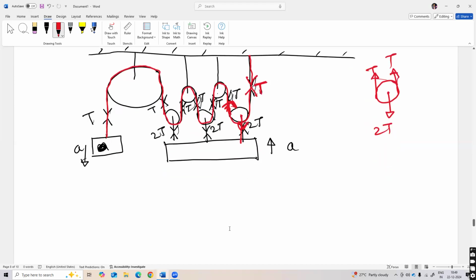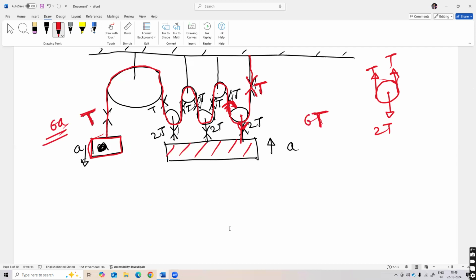Here you should remember one thing. If you see the mass on the left-hand side, it is connected to one string, so only T force acts on it. However, for this mass, the net force acting in the upward direction is equal to 6T. Here the net tension is T, and here the net tension is 6T. So if A is the acceleration of this bigger thing, then the acceleration of this smaller thing should be equal to 6A in this case.